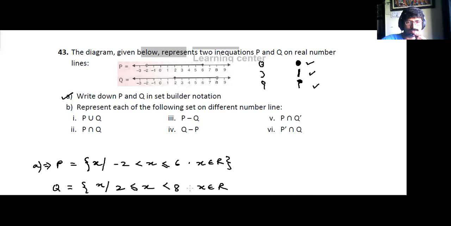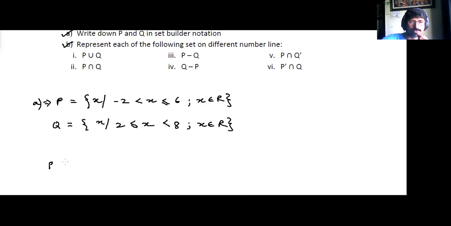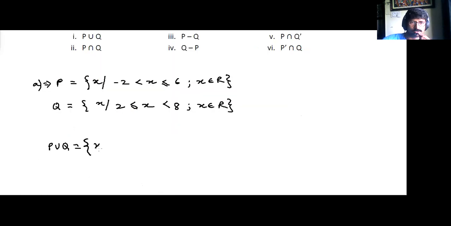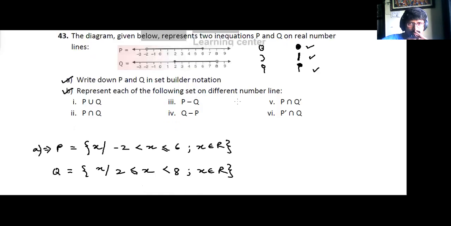So the first part is written, guys, isn't it? Now what is this set B? What is P union Q? How are we going to find this P union Q? It starts from -2 and goes till 8, and both exclusive. They are not inclusive, isn't it? So X such that -2 less than X less than 8, and X belongs to R. That's it, isn't it? I guess you can represent this on the number line also.